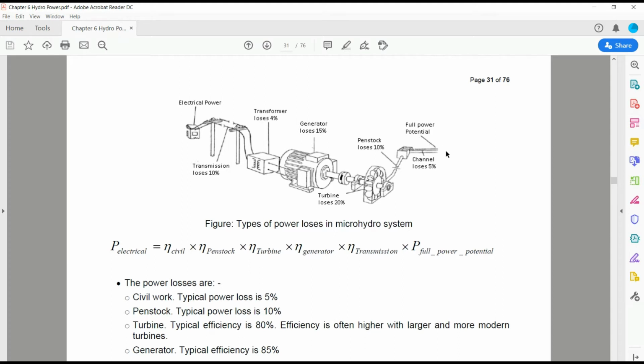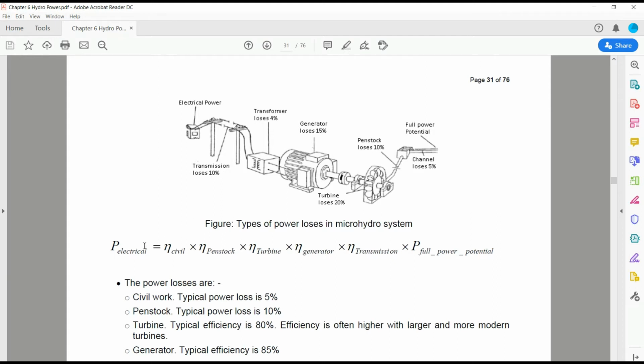From the intake we assume we have full power potential, and then the water flows through the channel. From the channel, losses are 5%, and this is a forebay tank. For water flowing through the penstock, another 10% losses. And then from the turbine, another 20% losses. And converting into electricity using the generator, another 50% losses. If there is a transformer, another 4% losses. And then for the transmission line, another 10% losses.